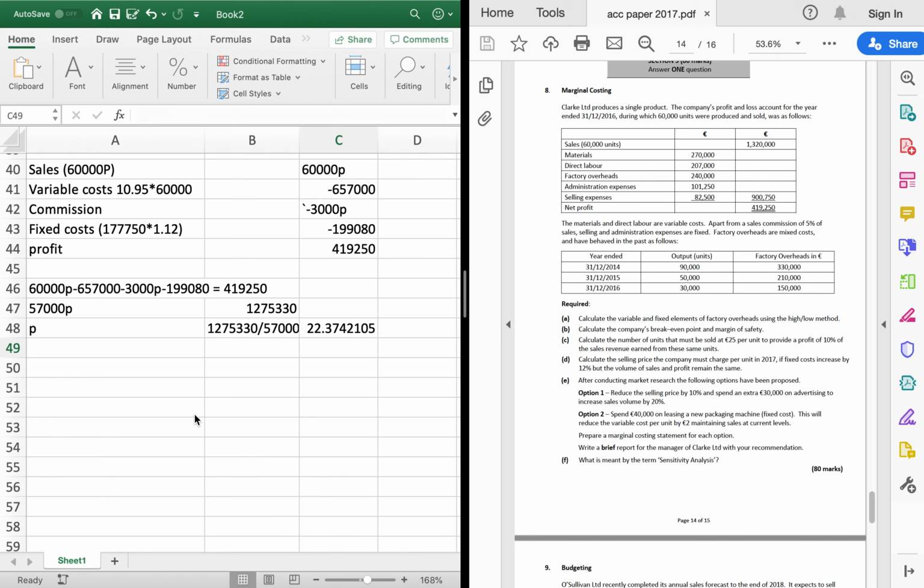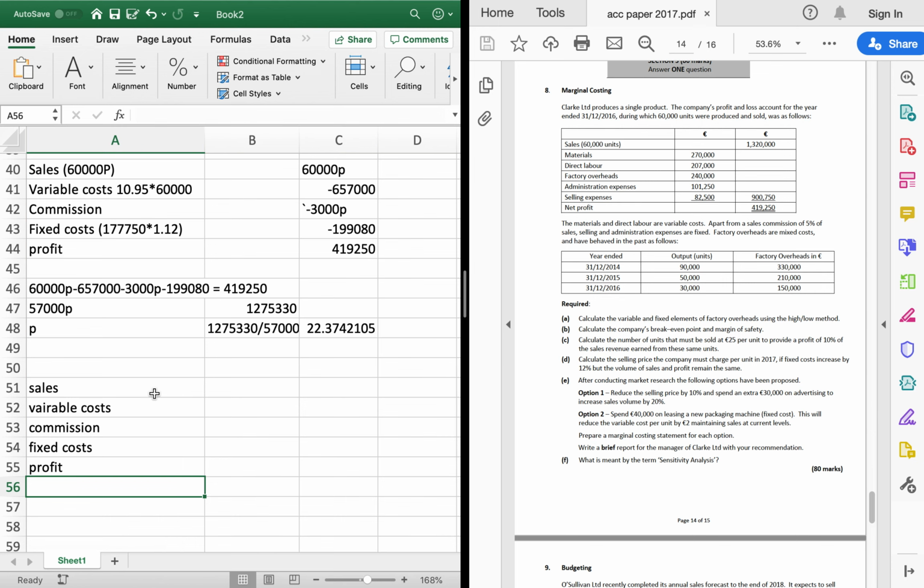Right. Part D is sort of a flexible budget. Well, it's not really. It's more the same. It says after conducting research, they've given two options. Which one would you recommend? So option one is reduce the selling price by 10%, spend an extra 30,000 on advertising and increase sales volume by 20%. It's the same sort of thing. You just go sales, variable costs, commission, fixed costs, and profit.